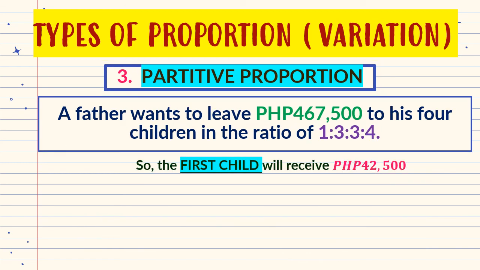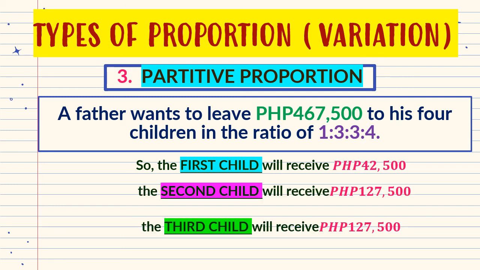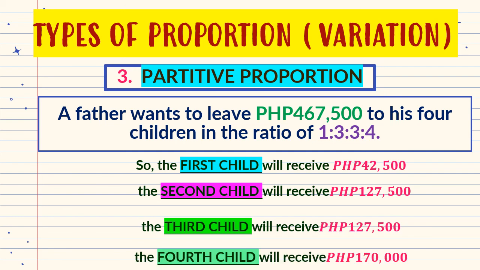So the first child will receive 42,500. The second child will receive 127,500, same as the third child. And then the fourth child will receive 170,000. All in all, 467,500. That is partitive proportion.